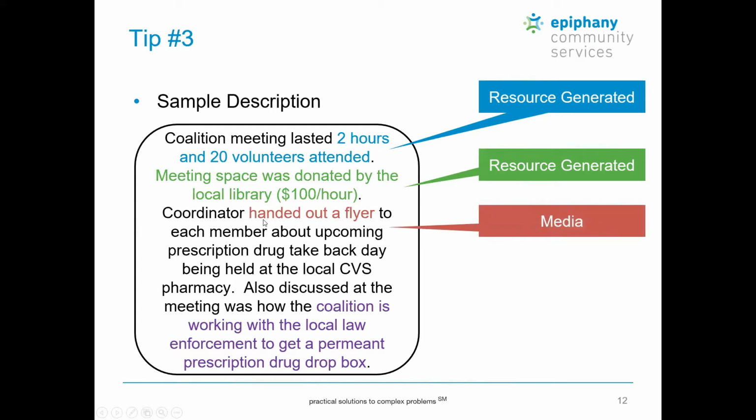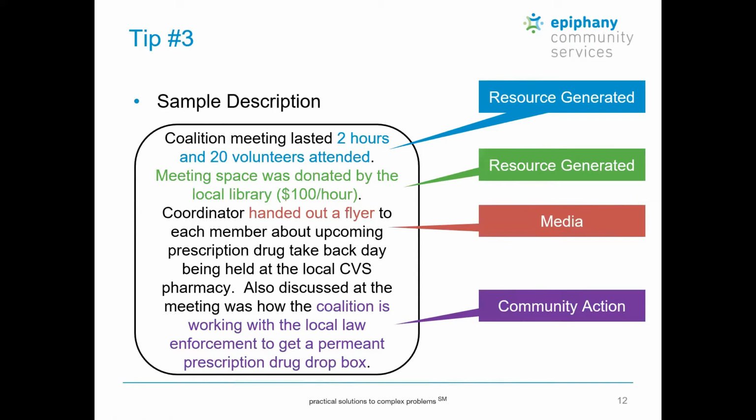The next output type we have is going to be handed out flyers. I didn't necessarily say how many I handed out, but I did say I gave one to each member. So I would go ahead and select media and put it in as 20 because there was 20 volunteers there. So I would say I handed out 20 flyers. And then the last output type here we have is a community action, because we talked about at this meeting working with the local law enforcement to get a permanent prescription drug drop box installed.